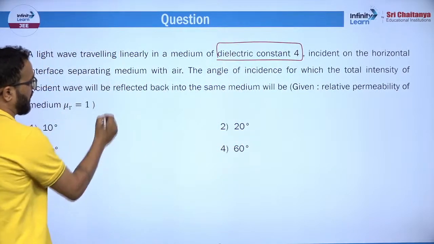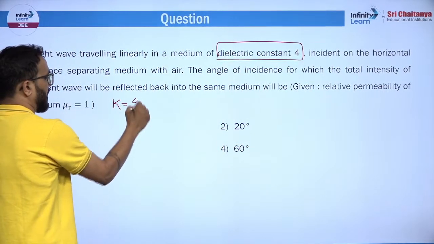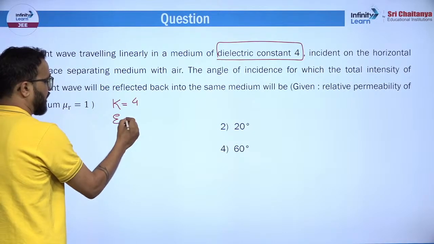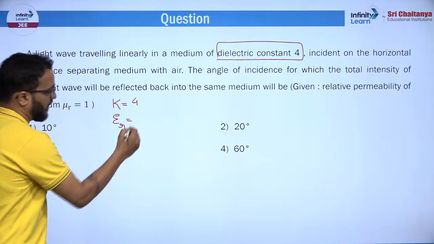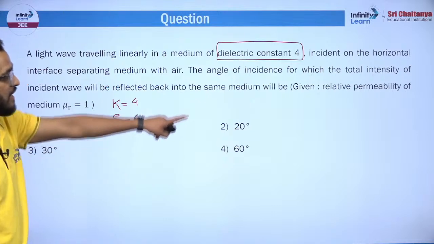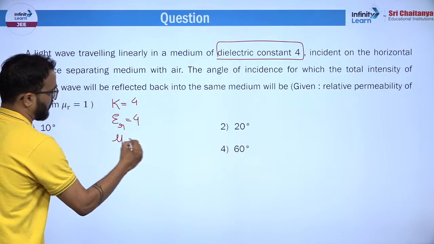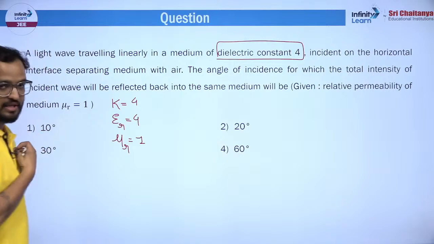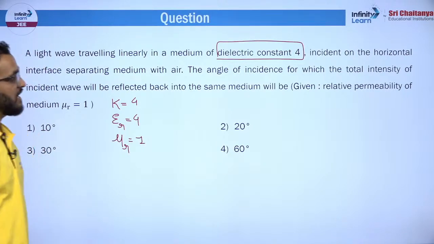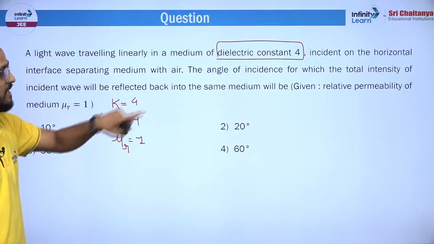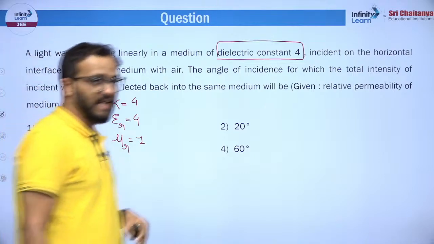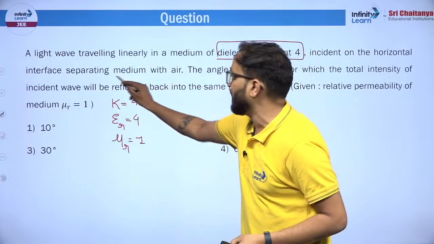Dielectric constant क्या होता है? इधर आप बोलो K, या आप ऐसा भी तो बोल सकते हैं सर एप्सिलॉन R, ये तो relative permittivity होता है. It is relative permittivity, and at the end relative permeability is also given. Relative permeability is also given, that is 1. Do you understand? So what they are asking is incident on the horizontal interface separating medium with air.